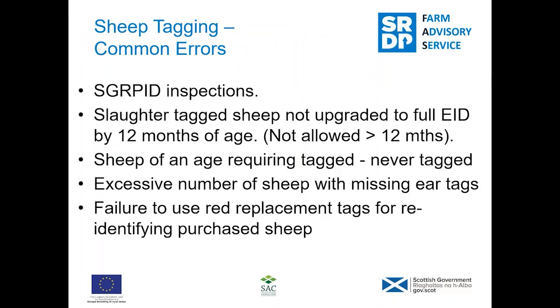So common errors from inspections. Slaughter tag sheep are not fully upgraded to EID by 12 months of age. It's not allowed over 12 months. Sheep of an age requiring tagged have never been tagged, or excessive number of sheep with missing ear tags, and failure to use red replacement tags for re-identifying purchased sheep.